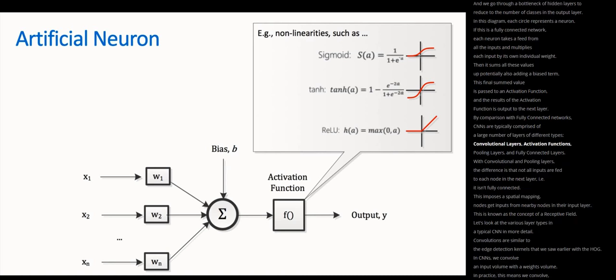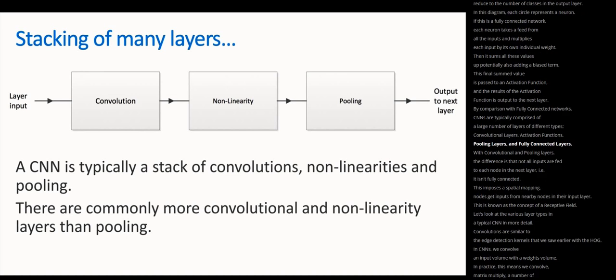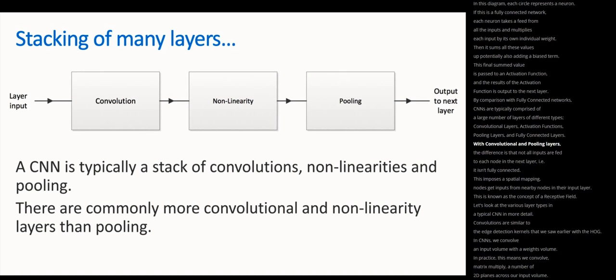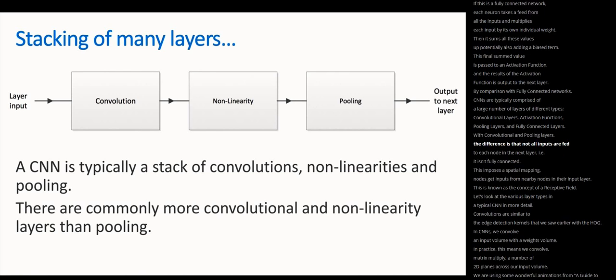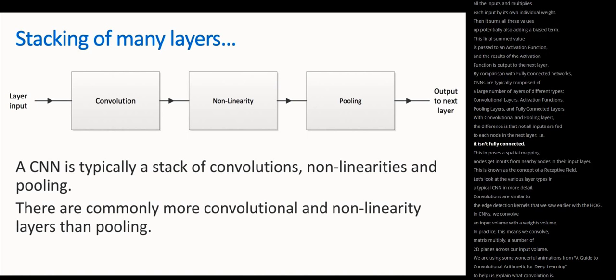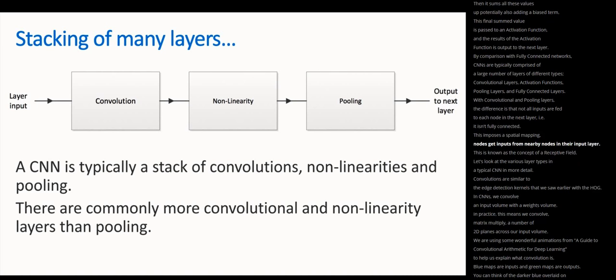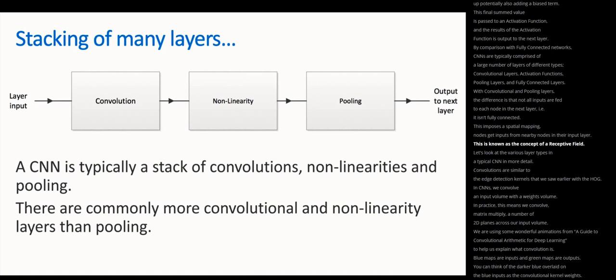By comparison with fully connected networks, CNNs are typically comprised of a large number of layers of different types: convolutional layers, activation functions, pooling layers, and fully connected layers. With convolutional and pooling layers, the difference is that not all inputs are fed to each node in the next layer, i.e., it isn't fully connected. This imposes a spatial mapping. Nodes get inputs from nearby nodes in their input layer. This is known as the concept of a receptive field.